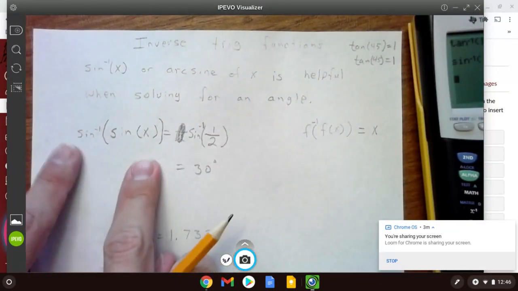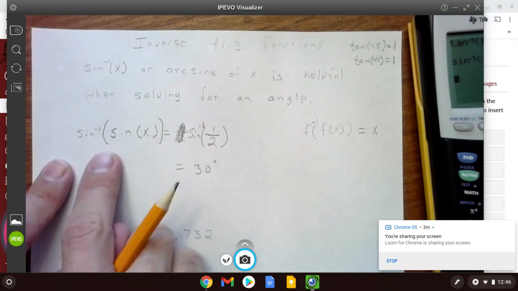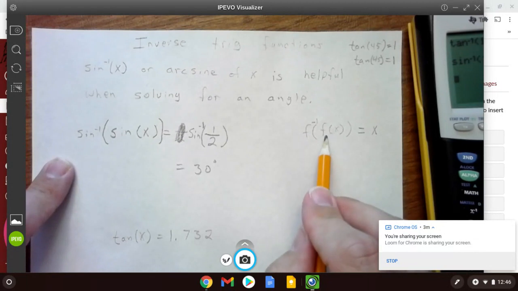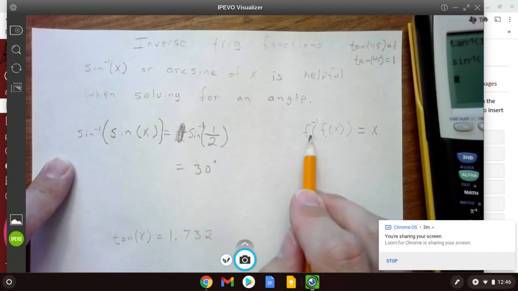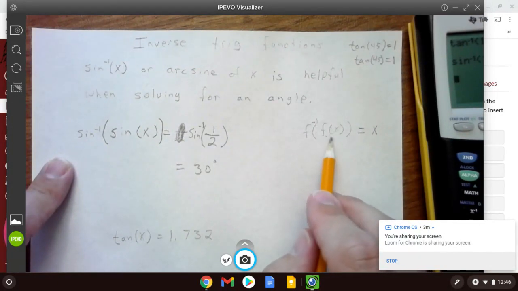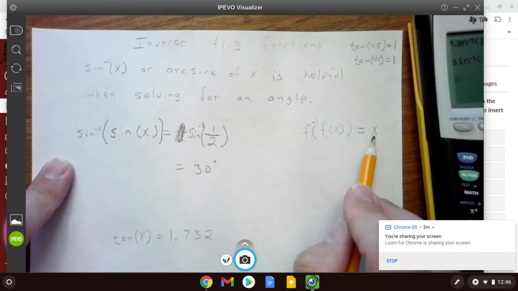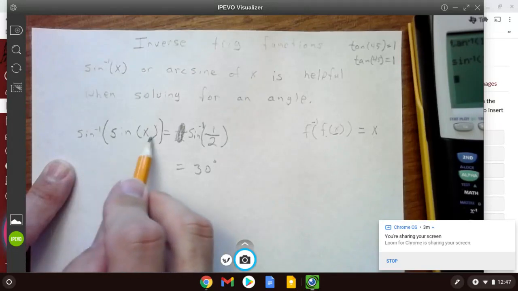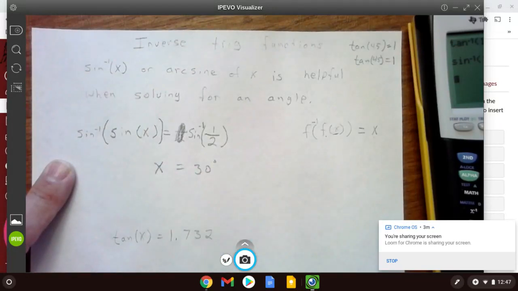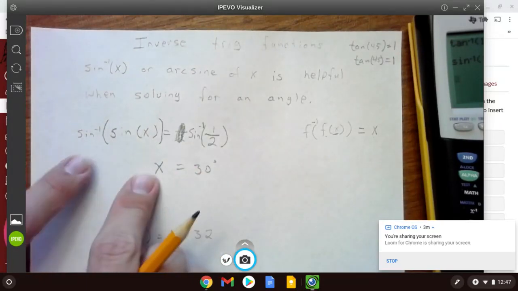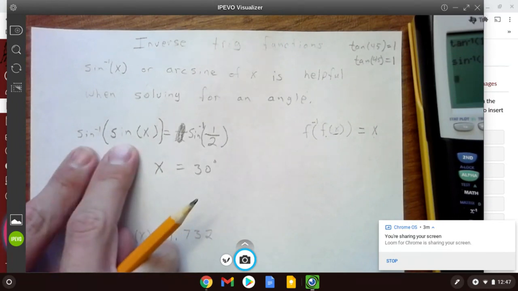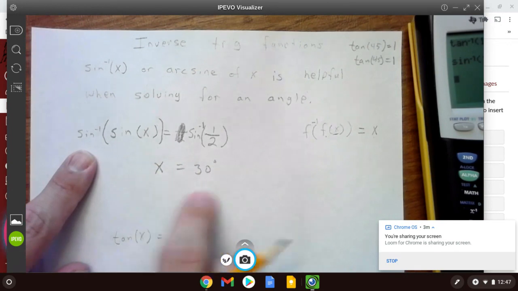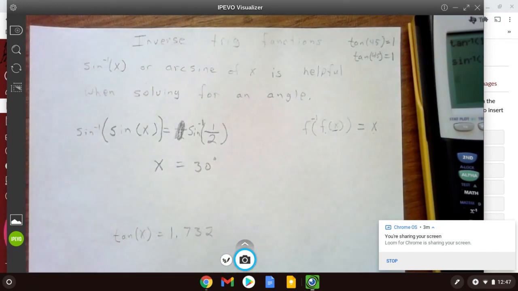And this side over here, when you combine a function with its inverse, that will always equal just whatever you had starting out. So in this case, it would just equal x. If we look back at the original equation, it was sine of what number will give you 1/2? Well, we just figured it out. It was 30.